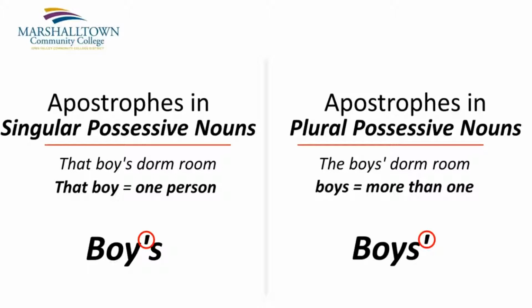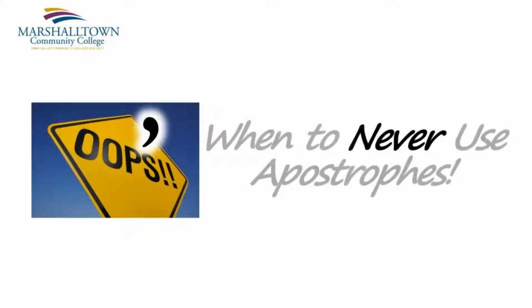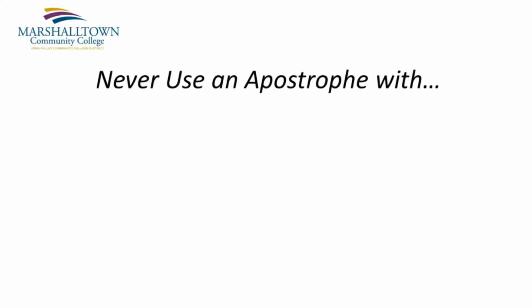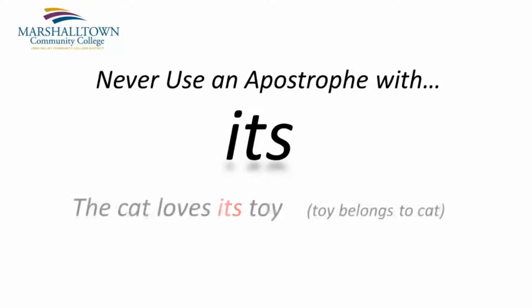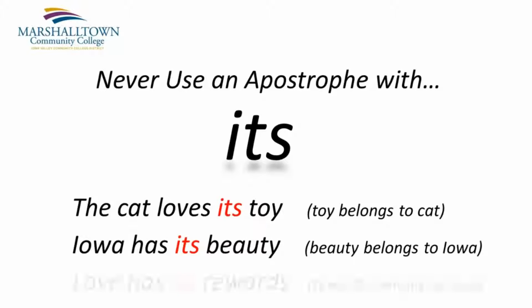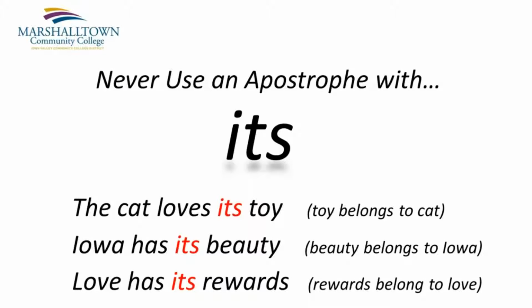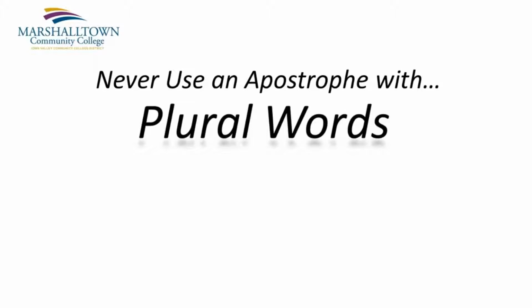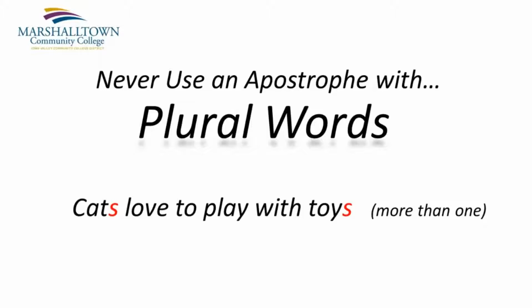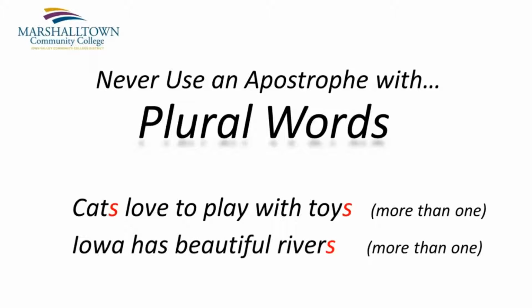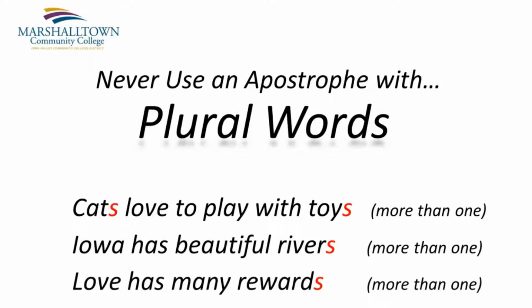One of the most common mistakes people make with apostrophes is to place them in words that should never have an apostrophe to begin with. Under no circumstances should you ever use an apostrophe with the word its. For example, the cat loves its toy. Iowa has its beauty. Love has its rewards. Also, never use an apostrophe when you simply write plural versions of a word. For example, cats love to play with toys. Iowa has beautiful rivers. Love has many rewards.